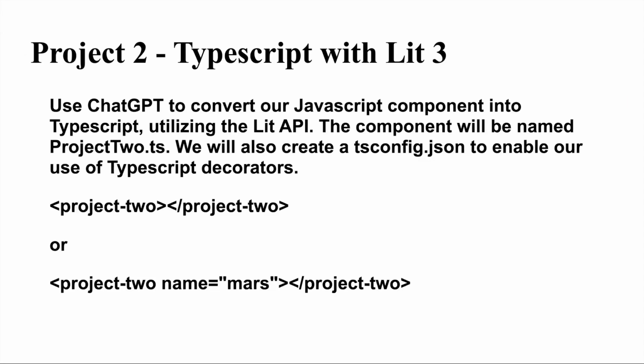Let's start project 2. This project will return to our ChatGPT session and instruct ChatGPT to convert our JavaScript into TypeScript, using the Lit 3 API and decorators. We will also need to create tsconfig.json to enable the use of decorators, an experimental feature.